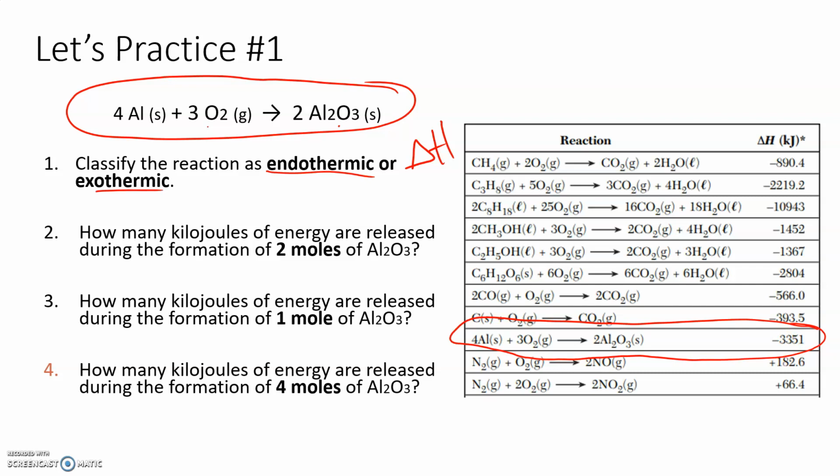Since delta H is negative, it implies that energy was lost or given off over the course of this reaction. So this is an example of an exothermic reaction. Negative delta H means it's exothermic. So now 2, 3, and 4, they ask us basically the same thing, just with varying amounts: 2 moles, 1 mole, or 4 moles of Al2O3. Number 2 says how many kilojoules of energy are released during the formation of 2 moles of aluminum oxide.